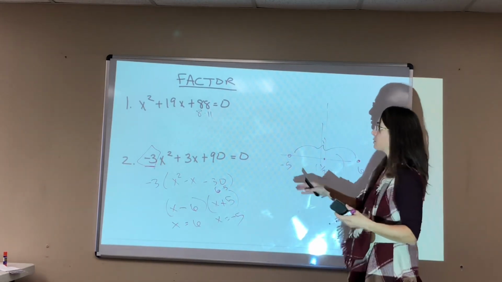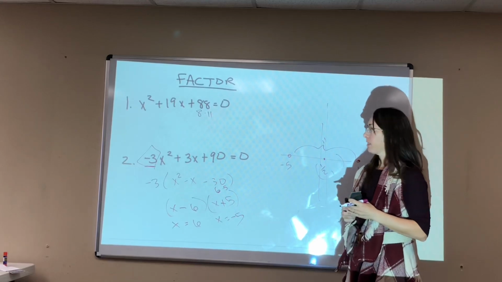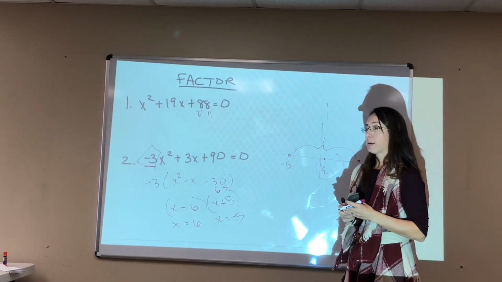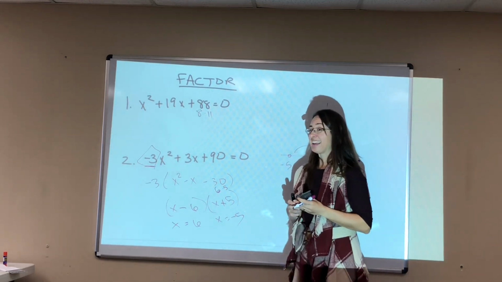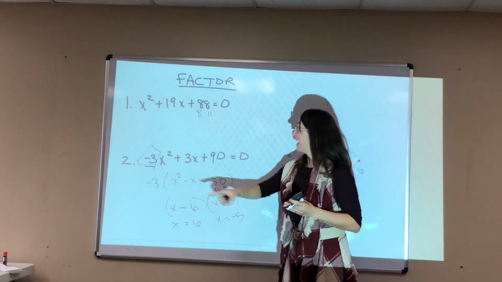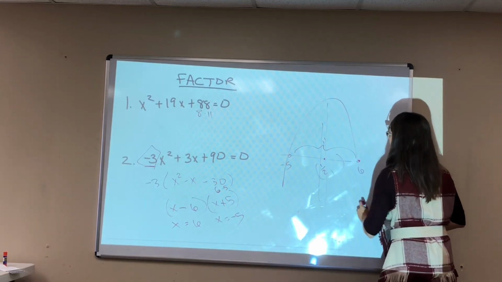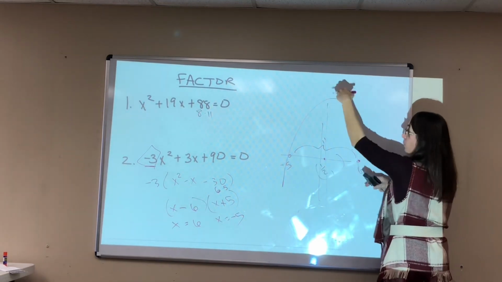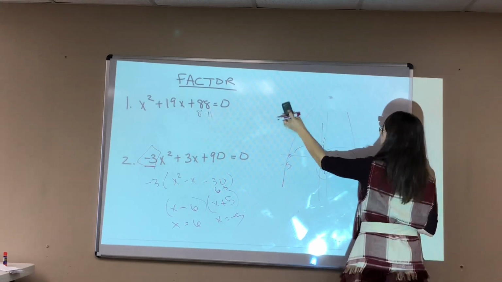Where should our vertex be? Is our vertex going to be a maximum or a minimum? It'll be a maximum, because it opens down. The slope is negative. So our graph is going to go through these points that way, and we're going to have our vertex up at the top.